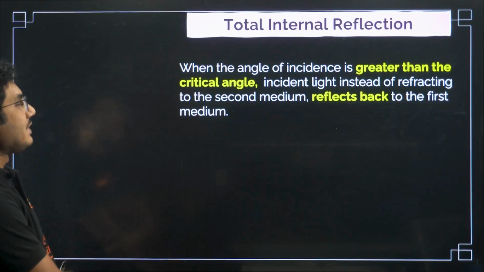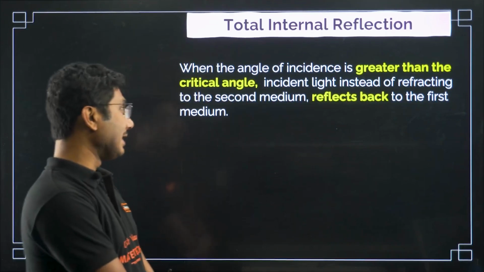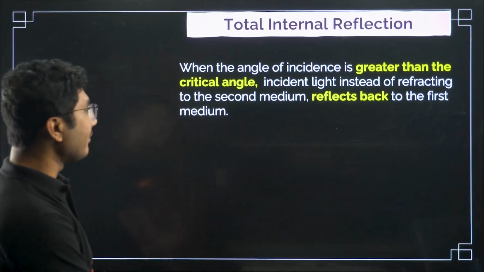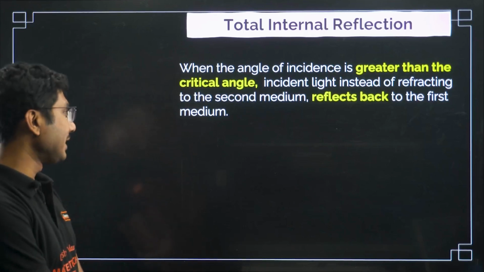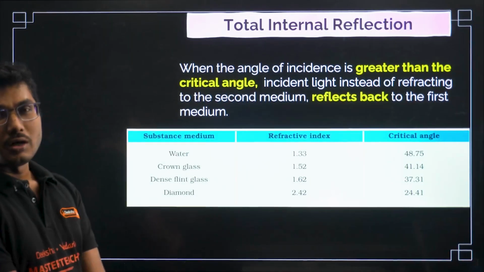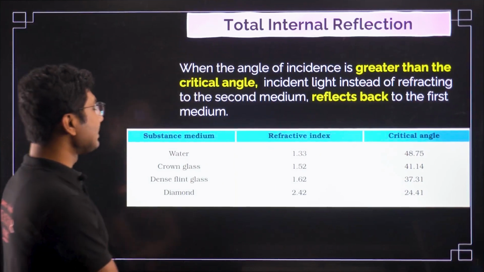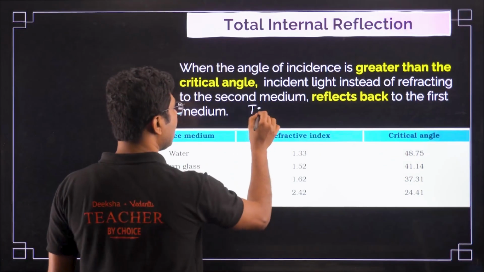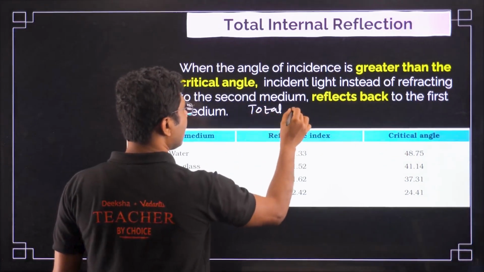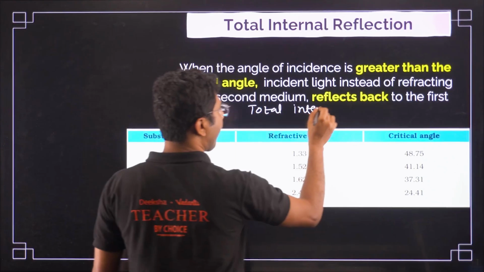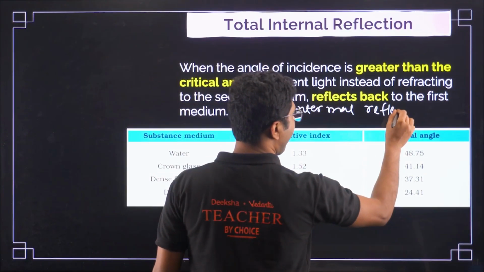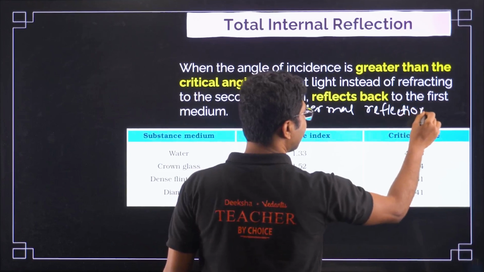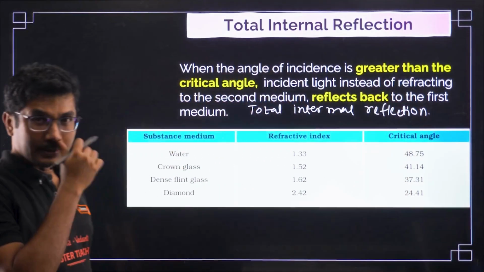When the angle of incidence is greater than the critical angle, incident light, instead of refracting into the second medium, reflects back to the first medium. This phenomenon is called total internal reflection. Now as I said, this is a 100% reflection.